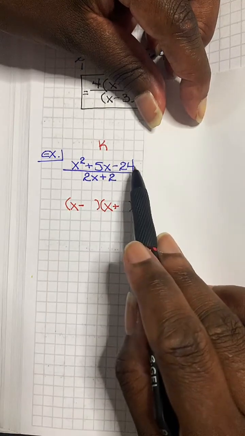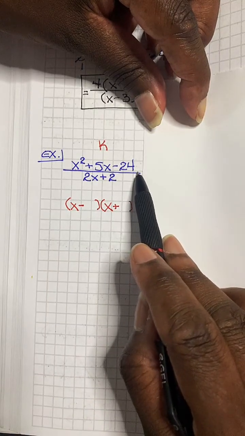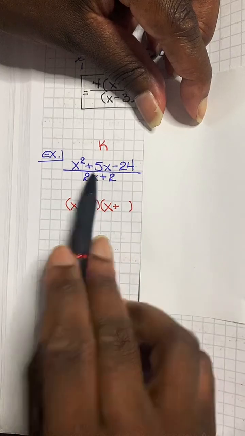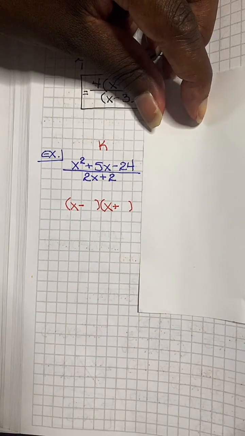All right, we don't know which ones, but we know it's going to happen. So what two numbers multiplied together will give me 24 and add together to give me 5? All right.